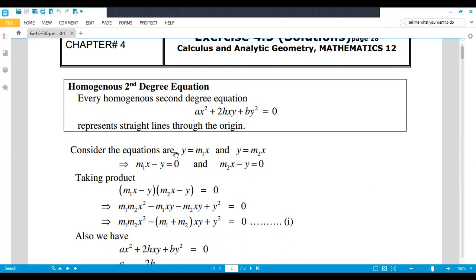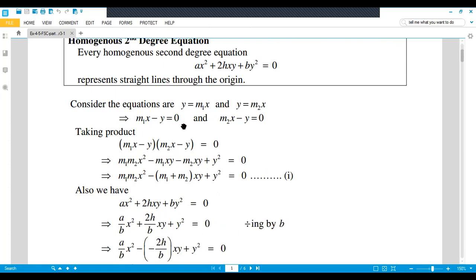Consider the equations y equal to m1x and y equal to m2x. When you shift y to the right hand side, you will get m1x minus y equal to 0 and m2x minus y equal to 0. If you take the product of these two lines, you will get m1 m2 x square minus (m1 plus m2) xy plus y square. So we get a quadratic equation.